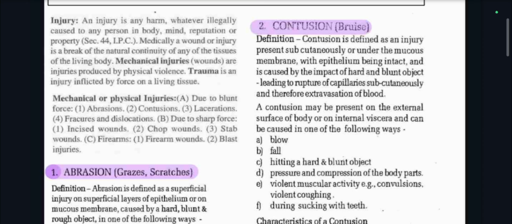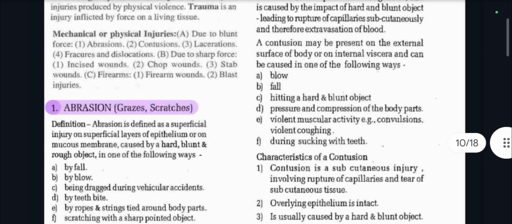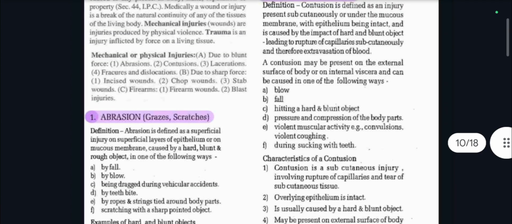The injuries produced by physical violence. So starting with the very first thing, due to blunt force. Revise with me. How many forces are there? How do we differentiate mechanical injuries? In three main types: due to blunt force, sharp force, and firearm.